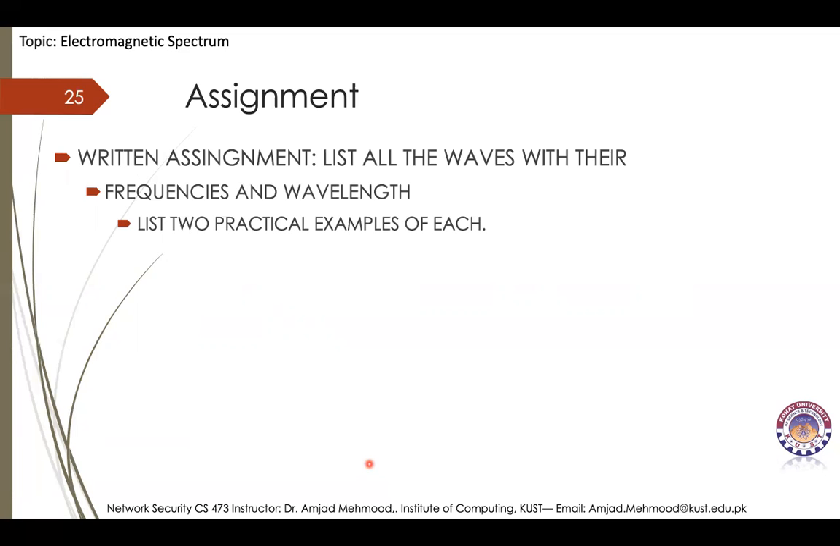This is a written assignment, so you have to list all the waves with their frequencies and wavelengths, and list two practical examples of each. You will have to provide a practical example of each, showing where each is required. We have studied different kinds of waves which come under the electromagnetic spectrum, like radio waves and microwaves. You have to mention two examples of each, where we can use them.